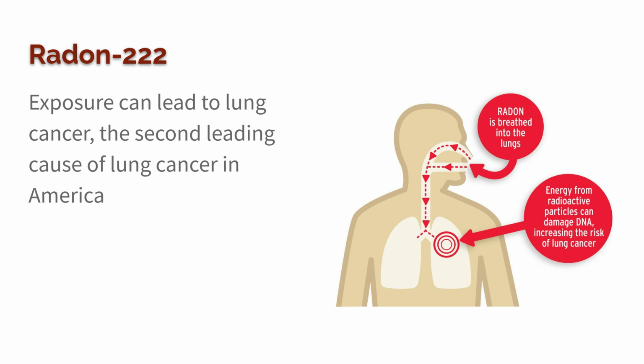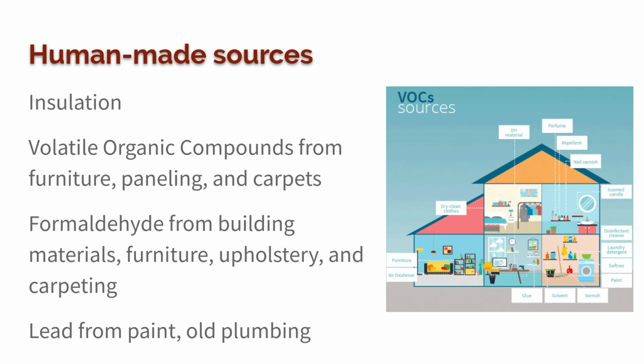In fact, it actually is the second leading cause of lung cancer in America. Now, it is over a long period of time, but you still want to make sure to check your house every now and then, just to make sure there's no radon. And there are other things you could do. For all of these, make sure your house is well ventilated, clean your air filters, replace your air filters, and stuff like that.